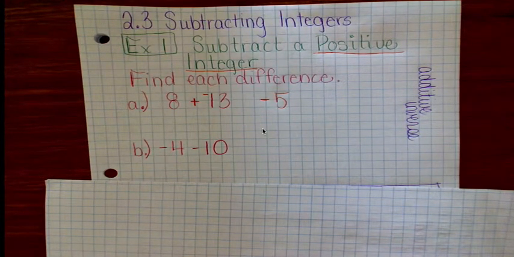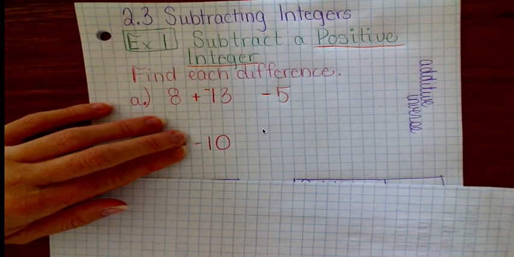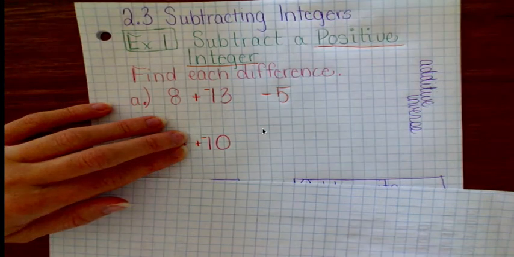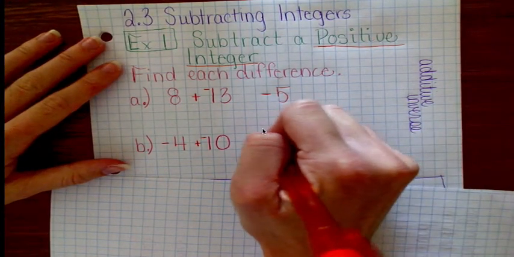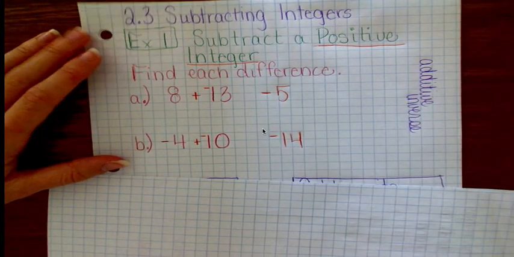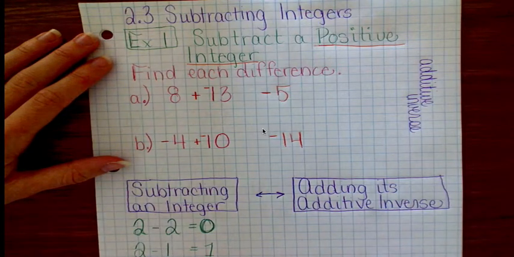Example 2. I'm going to cover up the first one. I'm going to add 2 lines. So 1, 2. What is negative 4 plus negative 10? Negative 14. Good. Okay. We're going to look at a list here.